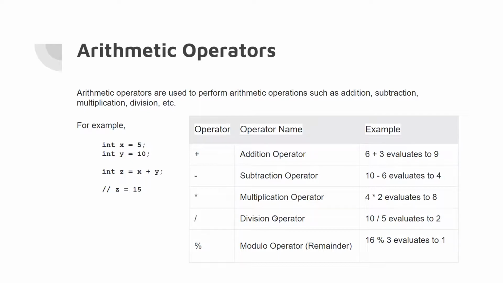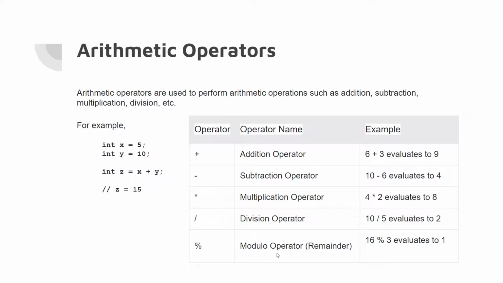If I said 5 divided by 3, and they were integers, 5 divided by 3 would be 1, right? Because I can't say 1 point something as an integer. So division of integers, you have this special behavior you have to be aware of.